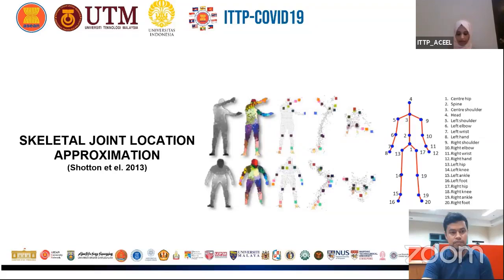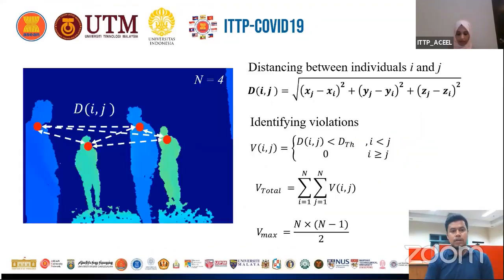Each individual was given a unique identifier based on their time of appearance in the sensor's field of view. For every person detected in the frame, the Euclidean distance between the center shoulder joints was extracted, and the extracted distances were compared with a given threshold value, TH, to find out if there was any violation present in that particular frame. For a period of time, all the violations were calculated and stored in memory to determine the total number of violations that occurred in that period.